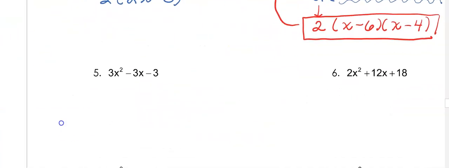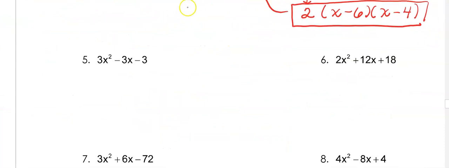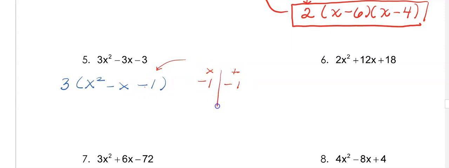Let's look at number 5. Number 5 has a GCF of 3. We pull out a 3. We have x squared minus x minus 1. Now, this could be a perfect square trinomial because 1 is a perfect square. But let's see. Is there anything that multiplies to -1 that adds to my middle term -1? Well, the only things that multiply to -1 are -1 times +1. And when I add those, that makes 0. So that means this is prime.